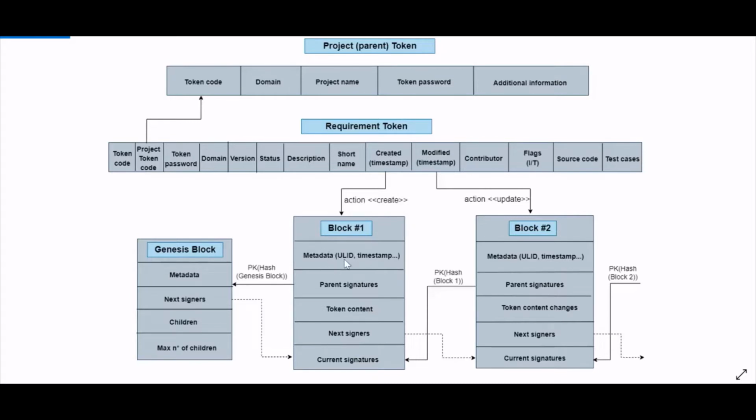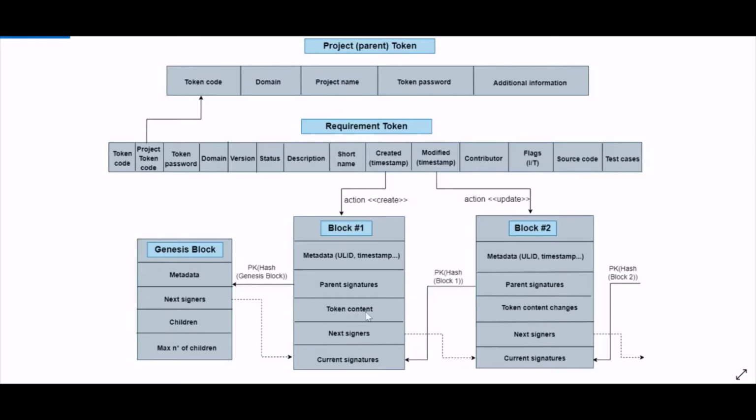The emission of the requirement token generates the first block, number one, which is composed of the following elements: metadata, which includes the universal ID. It consists of 26 characters as a combination of timestamp and randomness. Then the parent signatures, or the previous block signatures, the token content, which is the content of the fields that I previously mentioned of the requirement token, the next signers, so these are the signers that are going to sign by using their private key on the hash of the next block, and the current signatures.